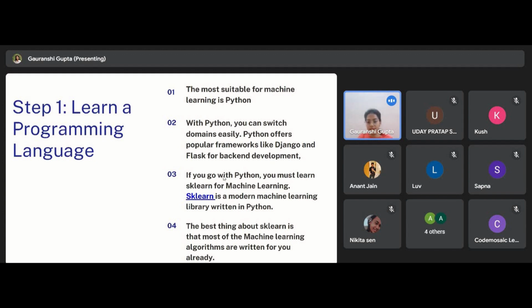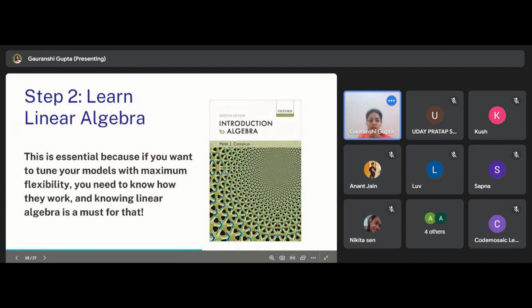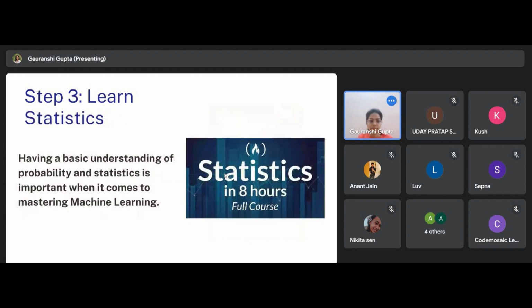Right. So it says the best thing about sklearn is that most of the machine learning algorithms are already written there. Okay, and linear algebra is essential because if you want to tune your models and do hyperparameter tuning and all these things, then linear algebra is a must for you.